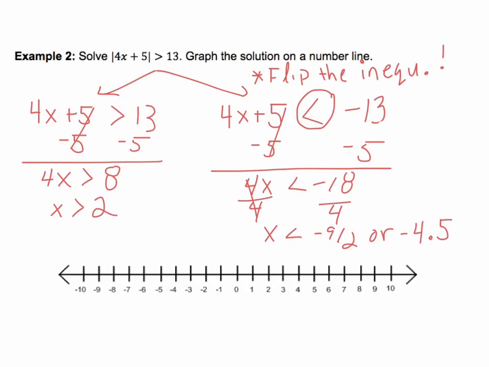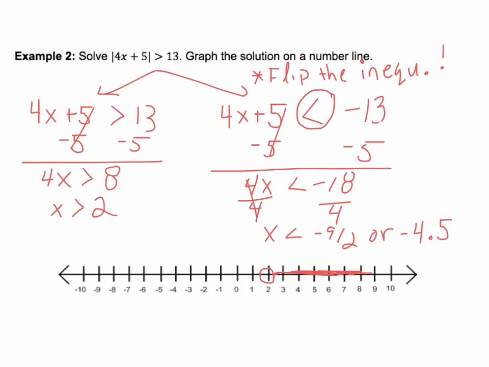So now it says graph the solution on a number line. So I have x is greater than 2. You might remember that greater than or less than get open circles, because the solution set says x has to be strictly greater than 2. So I can't include 2 in my solution region, so we put an open circle there. And then it says greater than, so I need to shade to the right.